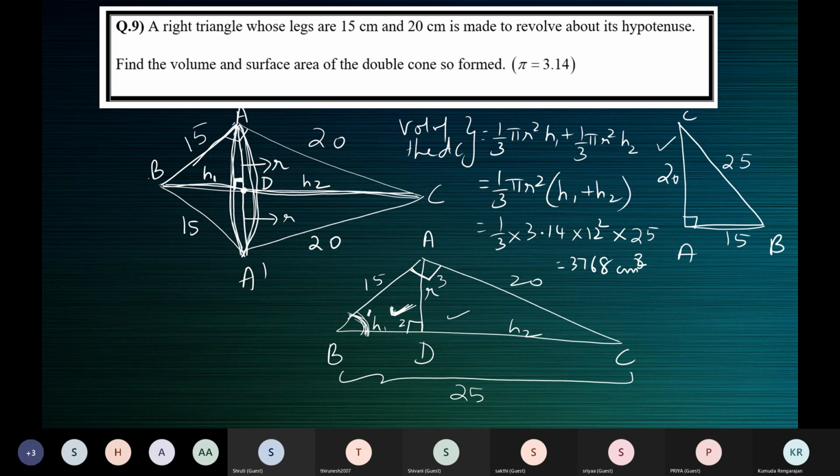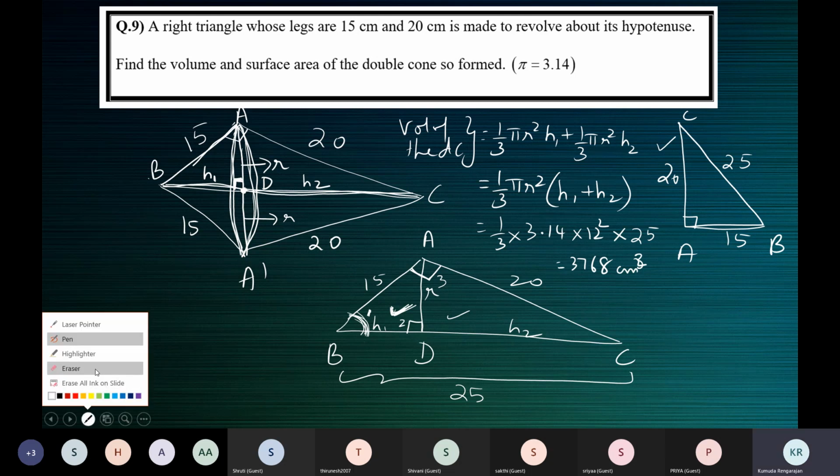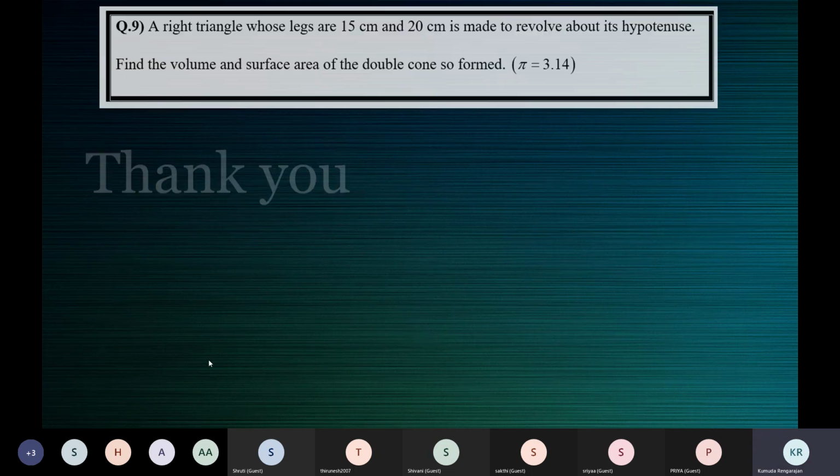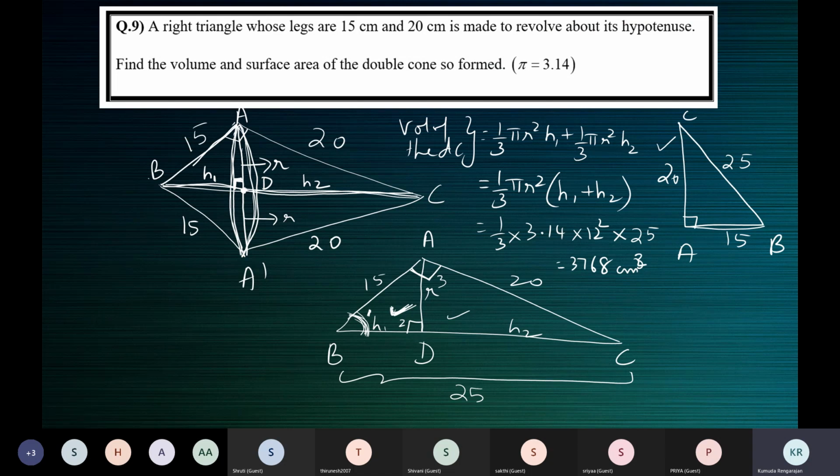This is about volume, children. Now let's find the surface area. We found the volume. Next, we have to find the surface area of the double cone so formed. When it is surface area, is it the total surface area or the curved surface area? Are the circular portions of the two cones visible? No, ma'am. If you have to paint this double cone, where will you paint?